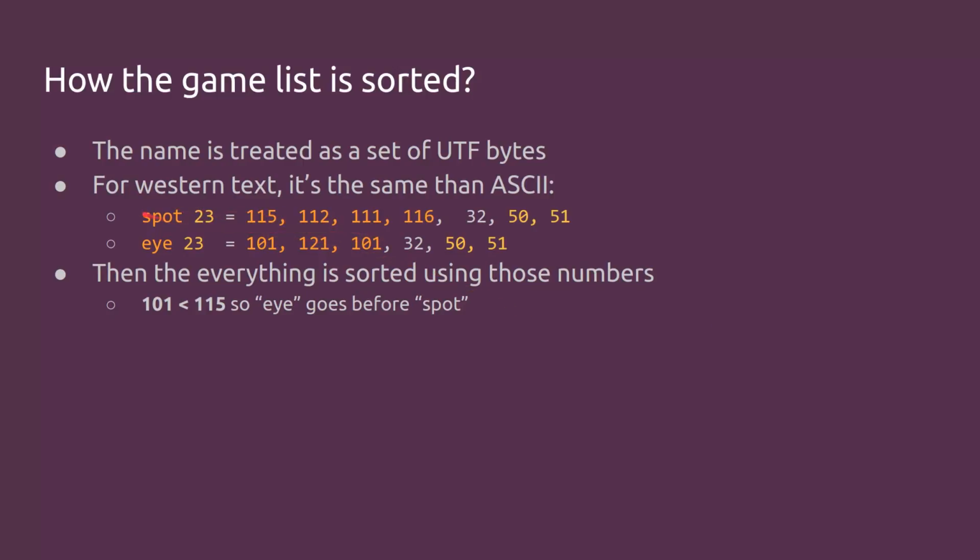Here are two examples. You have two game names, and they are converted to these sequences of numbers. For example, the 32 is the space between. The numbers here are the bytes for this text. So internally, when the sort is done, what the computer does is check the numbers. In this case, 101 is lower than 115, so this name will be before this one.